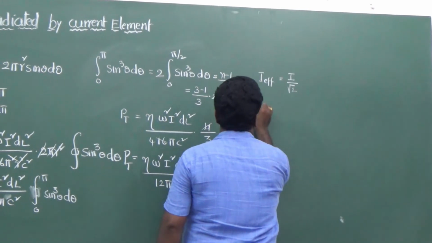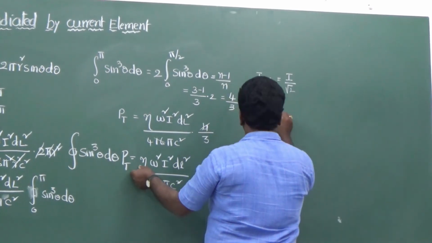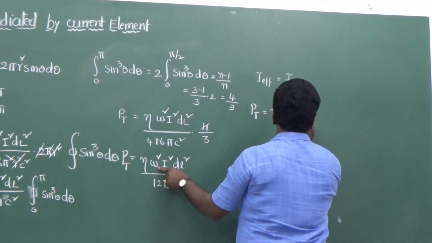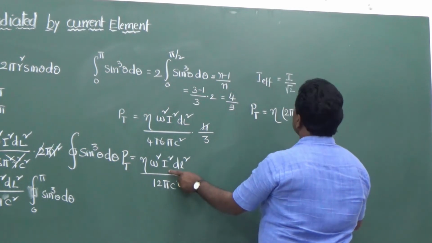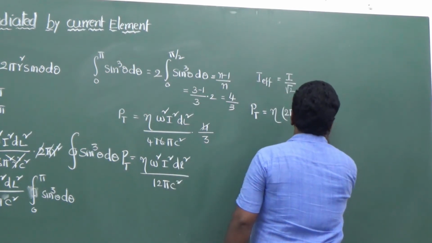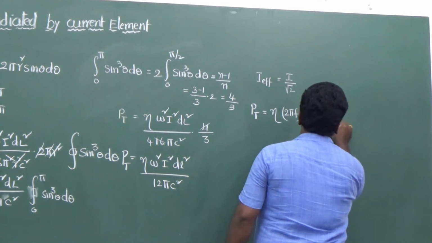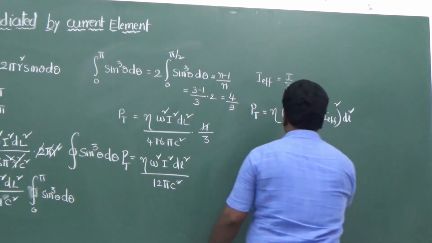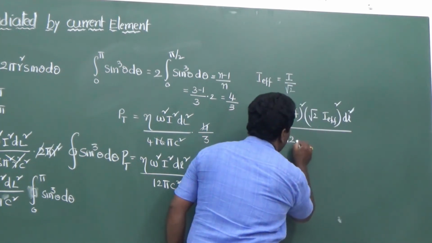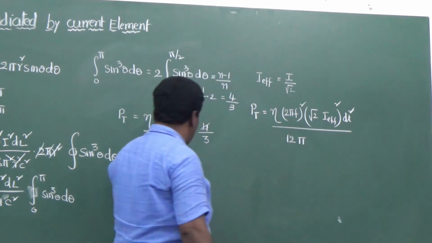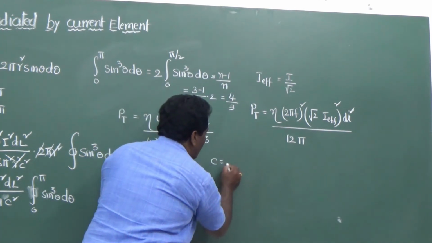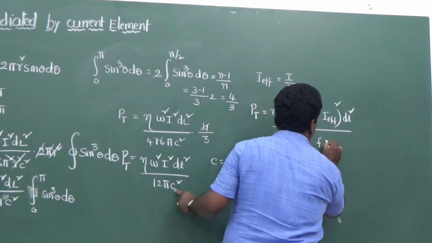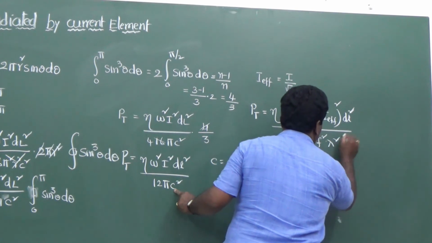So, Pt is equal to eta into, what is omega? Omega means 2 pi f whole square, into, what is I? I means root 2 into I effective whole square, then dl square divided by 12 pi c square. What is c? C means velocity. Velocity c is equal to f lambda. So in the place of c, I can say f lambda whole square, which means f square lambda square.